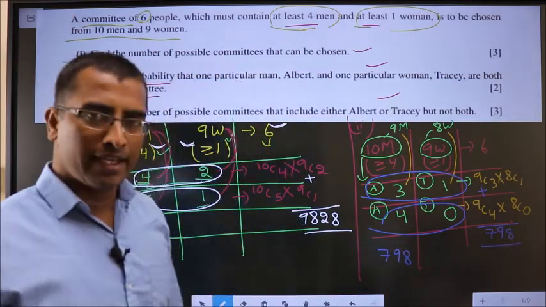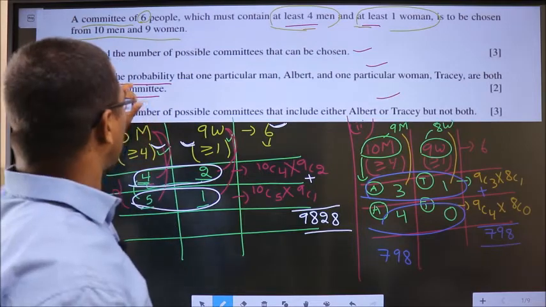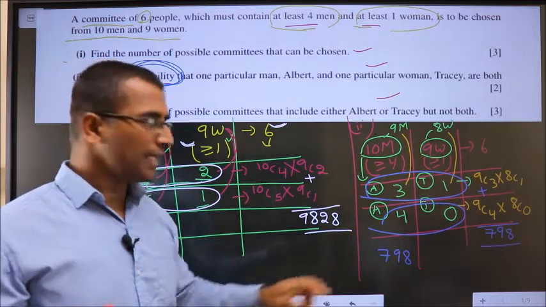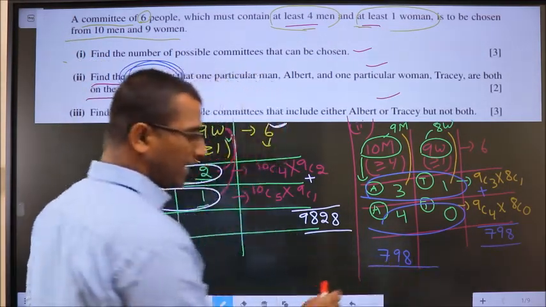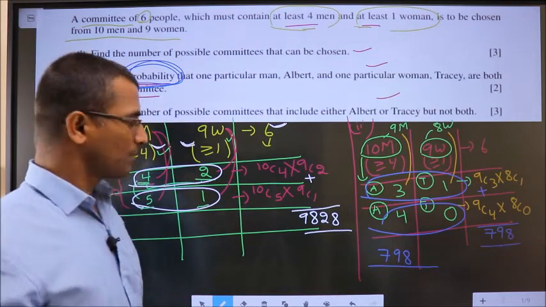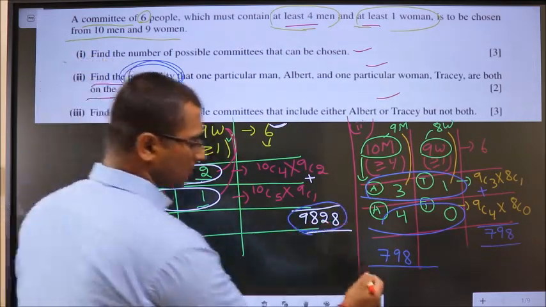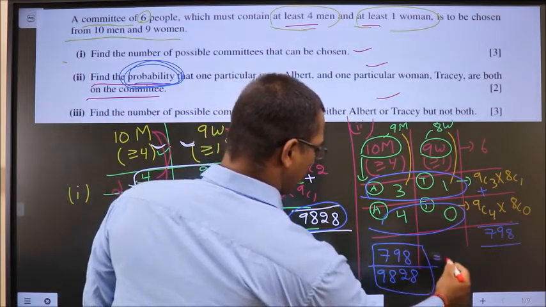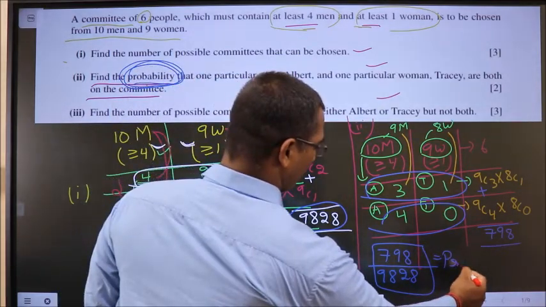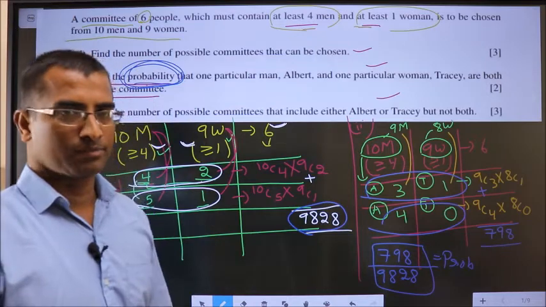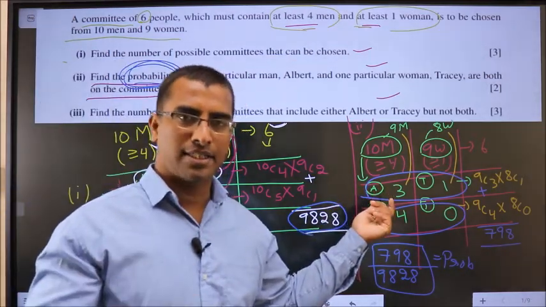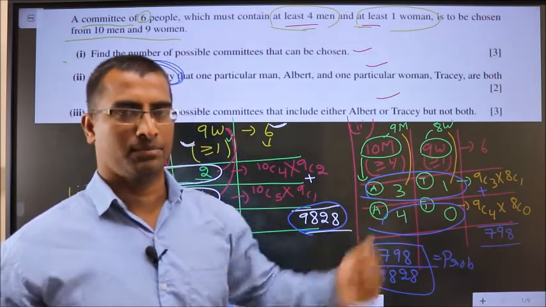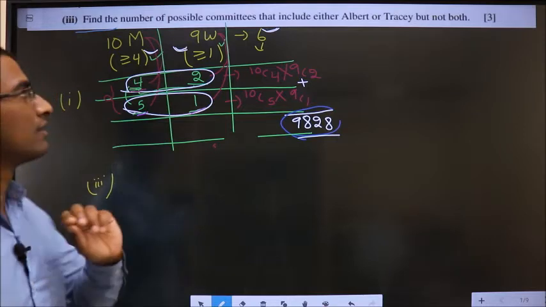Okay. But here they are asking you for the probability. Clear? So whenever they are asking for the probability, whatever answer you got, divide it with the total. The total is the first bit answer, that is 9828. This is the probability and this is the answer. Okay. Whomever should be there in your selection, that should be your priority one. Take them, place in your selection. Okay. Fine. Now third bit.